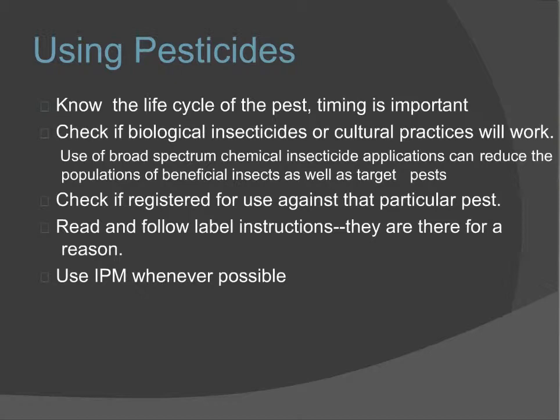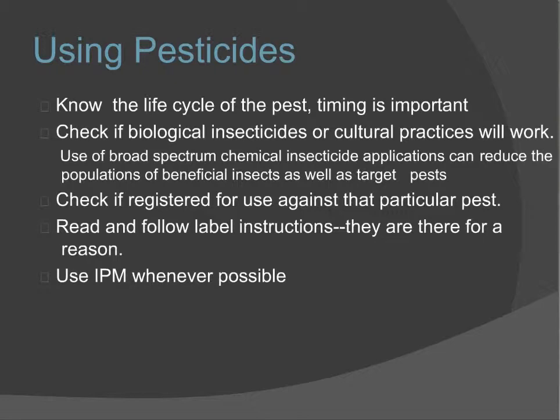So if you're using pesticides, you've got to know the life cycle of the pest because it's super important for the timing. Check if you can use a biological insecticide or cultural practices instead of using a broad spectrum chemical, which can kill beneficial insects as well as non-target insects.